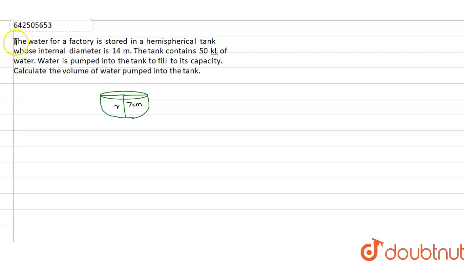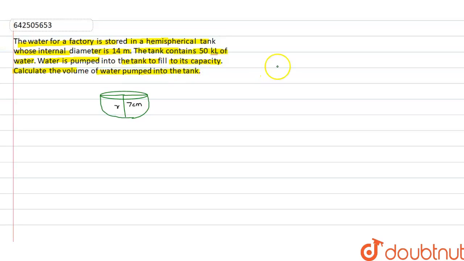Hello everyone. So our question is, the water for a factory is stored in a hemispherical tank whose internal diameter is 14 meter. The tank contains 50 kiloliter of water. Water is pumped into the tank to fill to its capacity. Calculate volume of water pumped into tank.